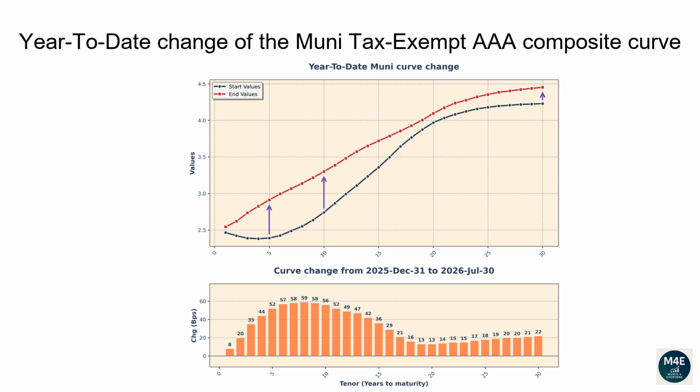The 1-year tenor changed 8 basis points. The 2-year tenor changed 20 basis points. The 5-year tenor changed 52 basis points. The 10-year tenor changed 56 basis points. The 20-year tenor changed 13 basis points. The 30-year tenor changed 22 basis points.